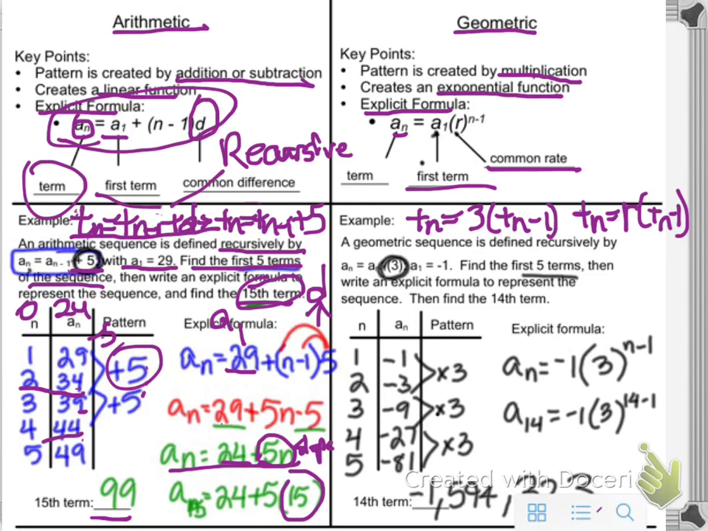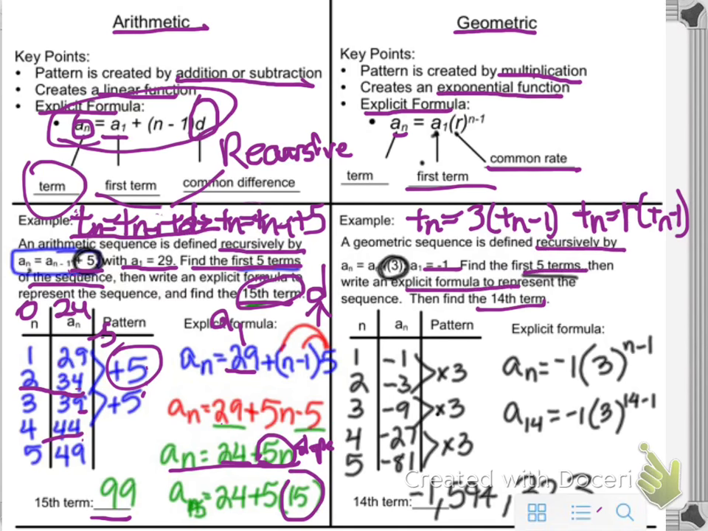Alright, let's look at the next one. A geometric sequence is defined recursively by a sub n minus 1 times the common ratio. Now, that's just whatever's been multiplied. A sub 1 is negative 1. Find the first 5 terms. Then write the explicit formula to represent the sequence. Then find the 14th term.